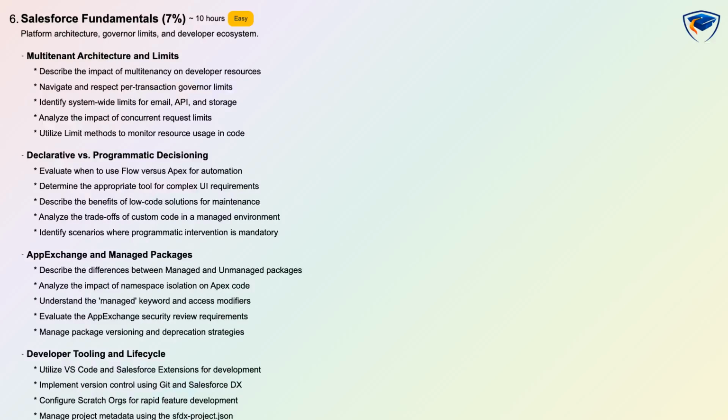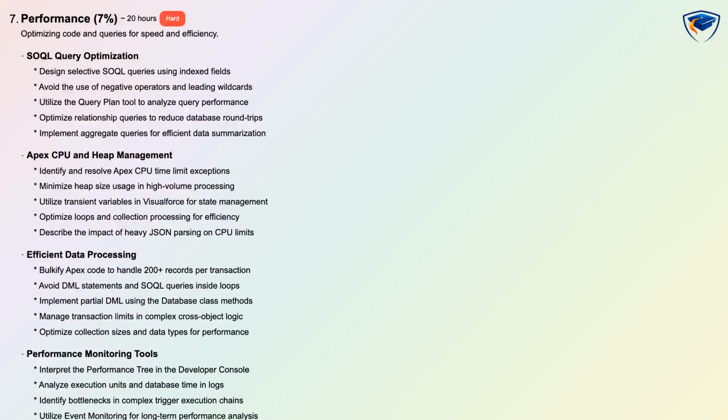The domain also covers governance best practices, naming conventions, separation of concerns, and planning for release impacts on custom code. Performance is 7%, rated hard, and suggests 20 hours of study focused on scenario-based optimization tasks.